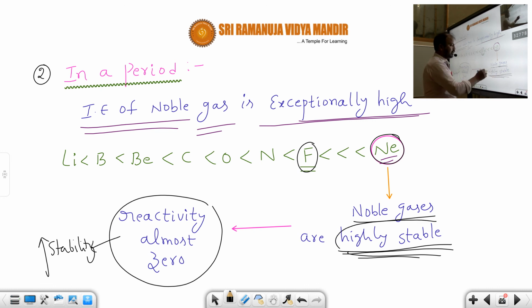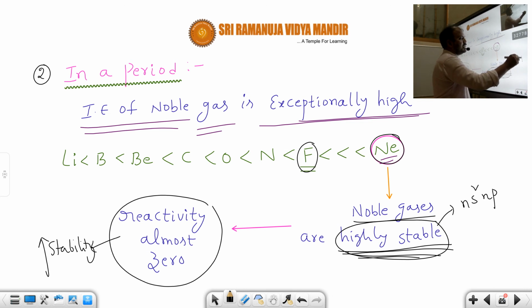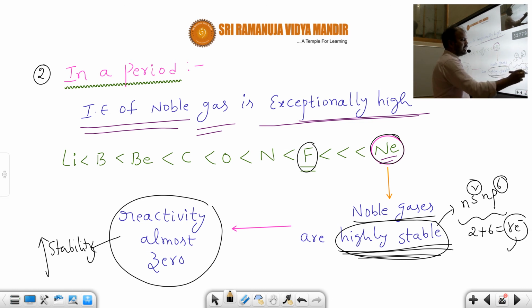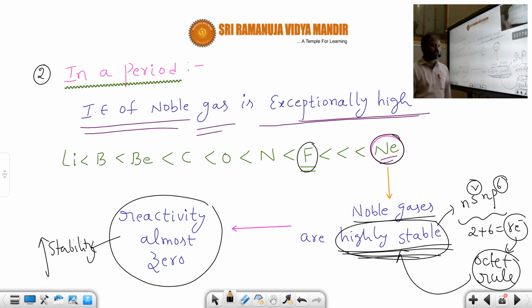So these gases are highly stable because they satisfy which rule? ns2 np6: noble gases, in their valence shell, how many electrons are there? Here 2 plus 6, that is 8 electrons. Whenever 8 electrons are there, it satisfies the octet rule. Elements that exhibit the octet rule are highly stable. When highly stable, they have more ionization potential. These noble gases are also called inert gases because those elements are chemically inactive and do not react with any element.